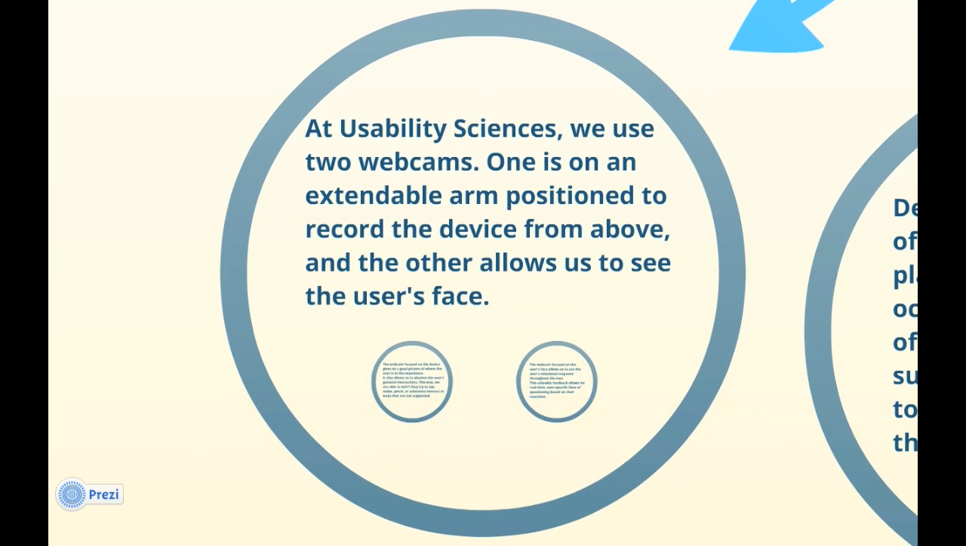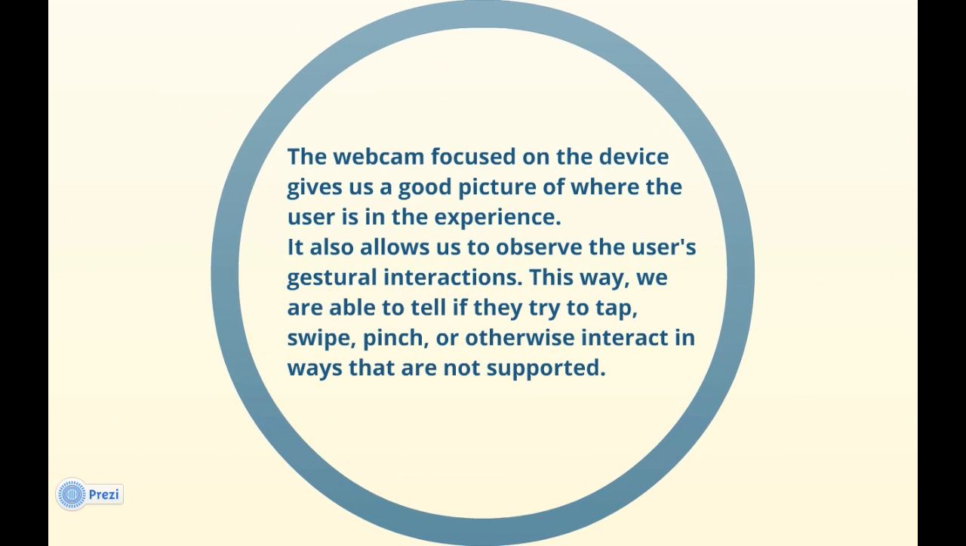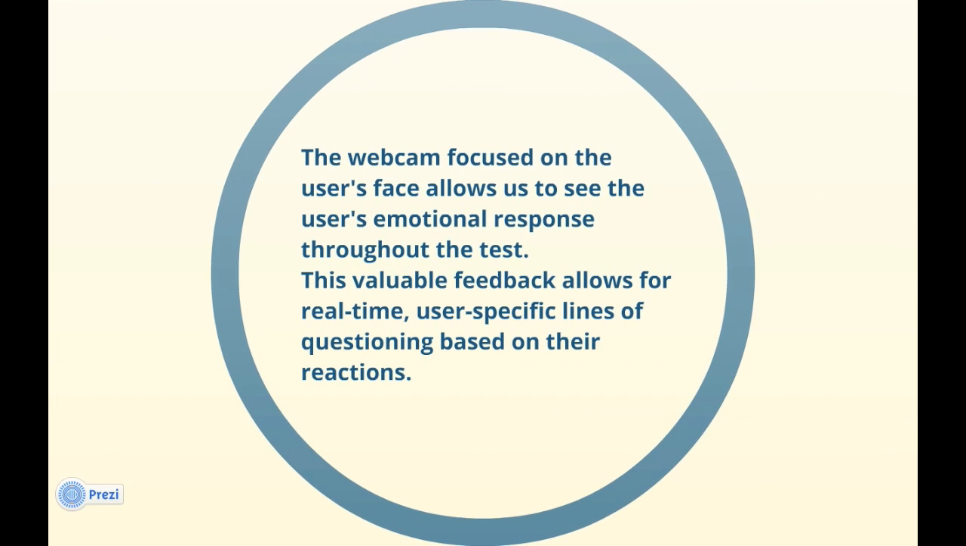Here at Usability Sciences, we use two webcams. One is on an extendable arm positioned to record the device from above, and the other allows us to see the user's face. The webcam focused on the device gives us a good picture of where the user is in the experience. It also allows us to observe the user's gestural interactions. This way, we are able to tell if they try to tap, swipe, pinch, or otherwise interact in ways that are not supported. The webcam focused on the user's face allows us to see the user's emotional response throughout the test. This valuable feedback allows for real-time, user-specific lines of questioning based on their reactions.